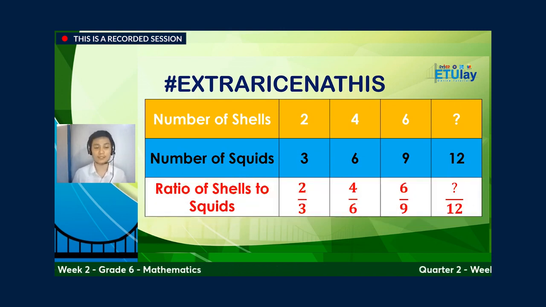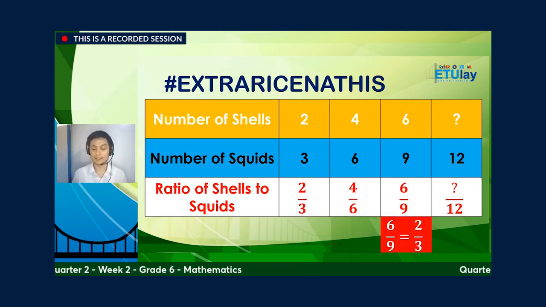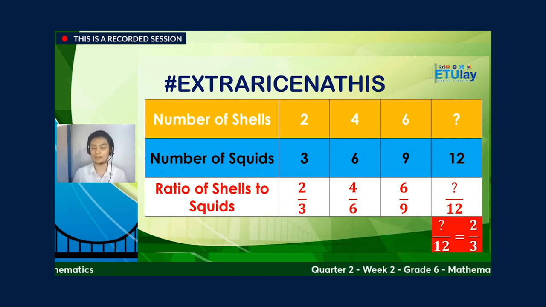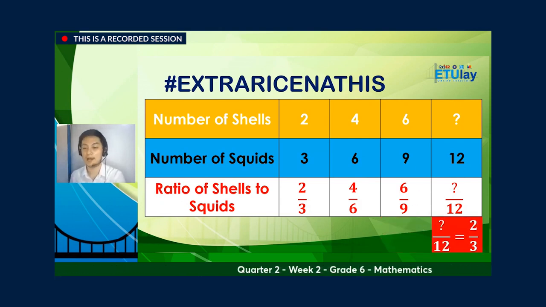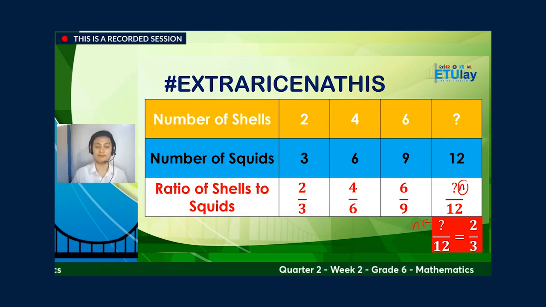At mapapansin din natin na yung ating mga ratio, okay, na maisusulat natin, ay equal lahat sa 2 to 3. Ang 4 to 6 ay equal sa 2 to 3. 6 to 9 ay equal sa 2 to 3. At syempre, it will follow that yung ratio na blank or yung n to 12, letter n to 12 ay dapat equal din sa 2 to 3. So all the ratios here can be simplified as 2 to 3.